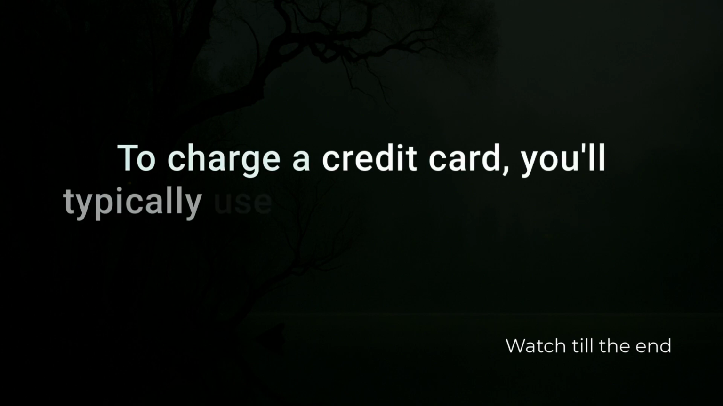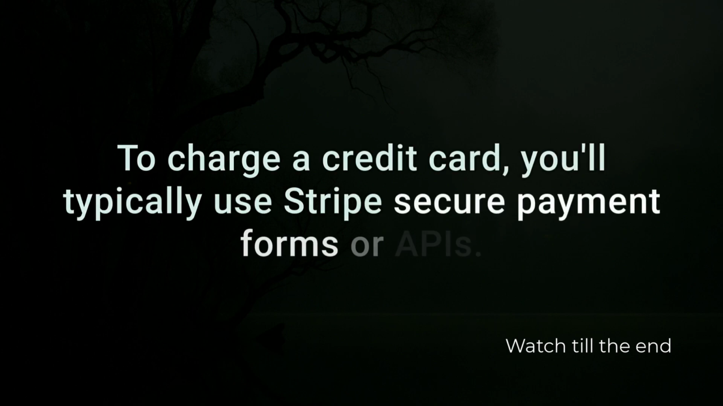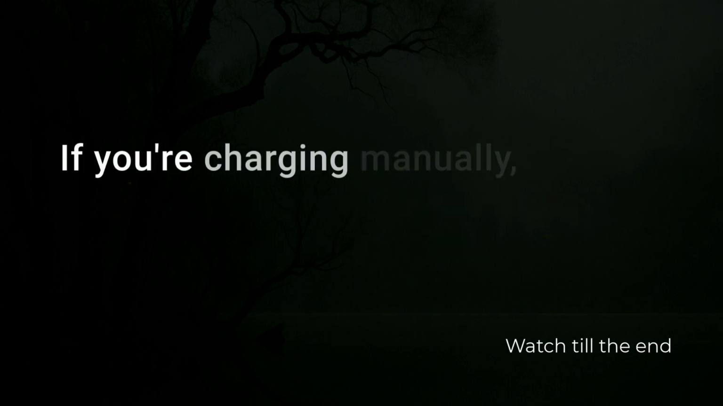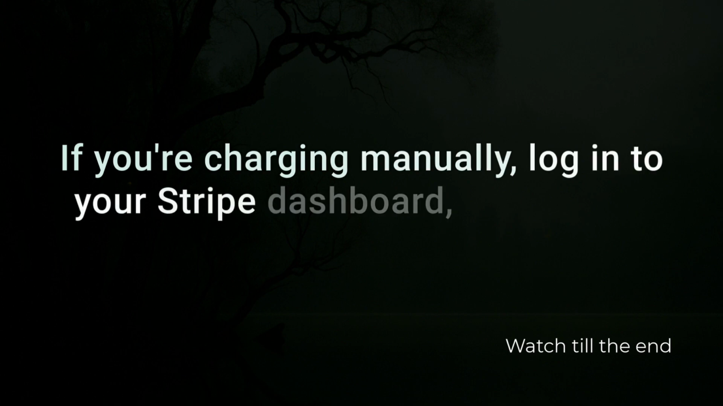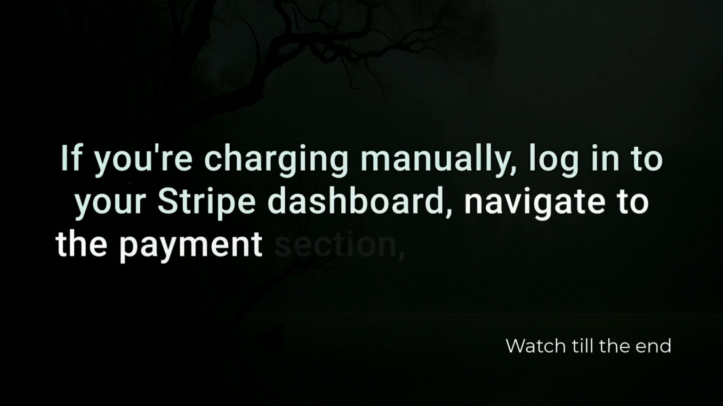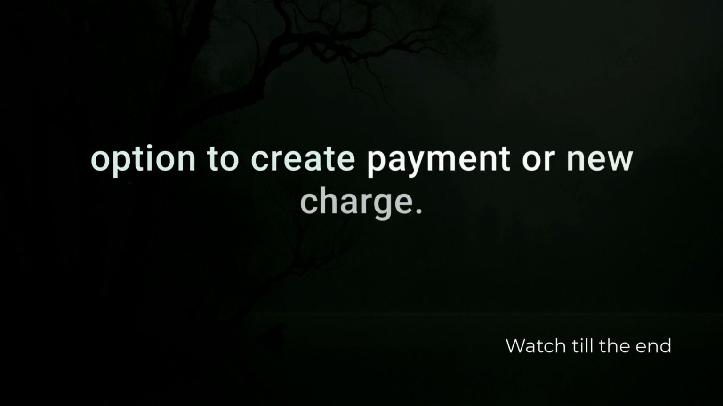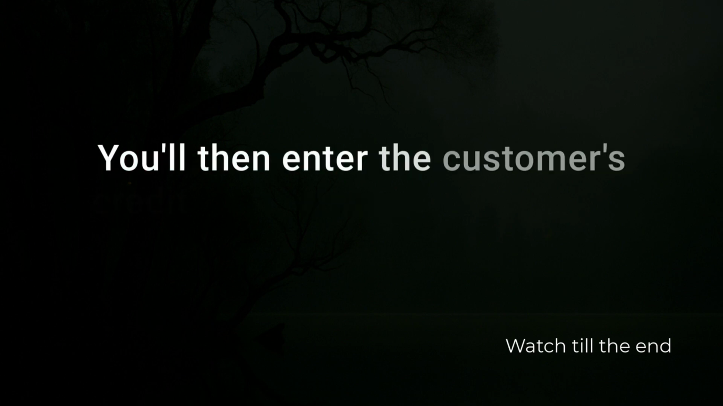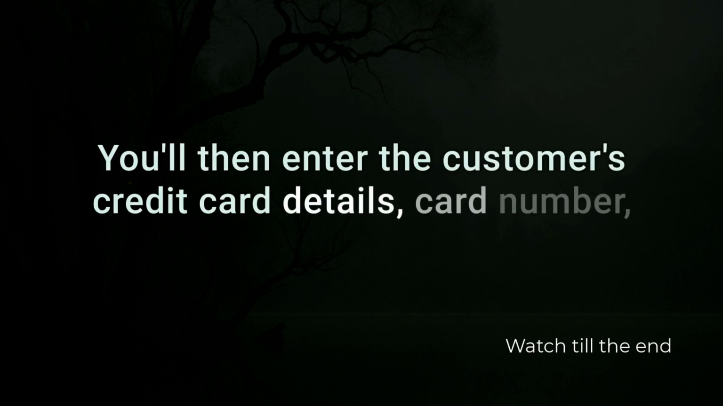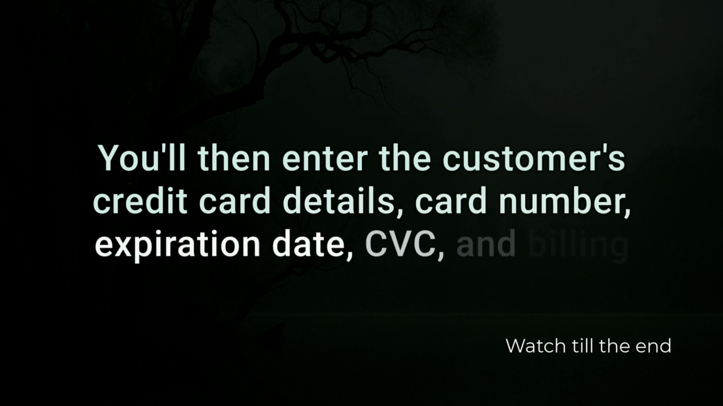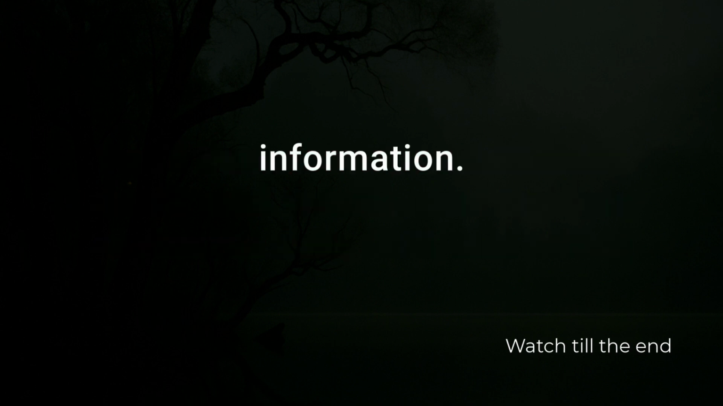To charge a credit card, you'll typically use Stripe's secure payment forms or APIs. If you're charging manually, log into your Stripe dashboard, navigate to the Payments section, and look for an option to Create Payment or New Charge. You'll then enter the customer's credit card details: card number, expiration date, CVC, and billing information.